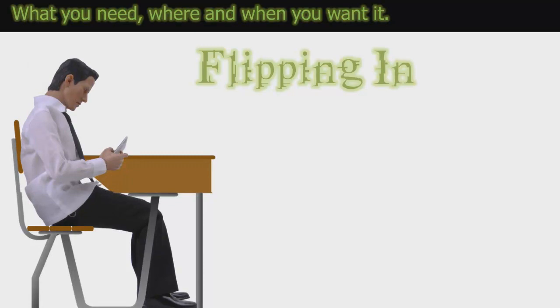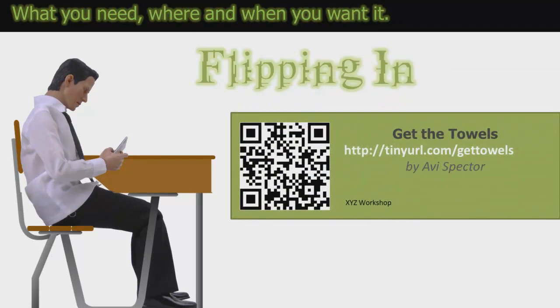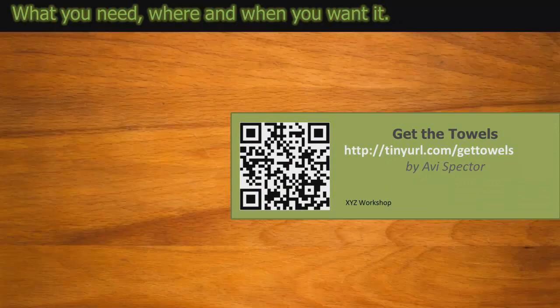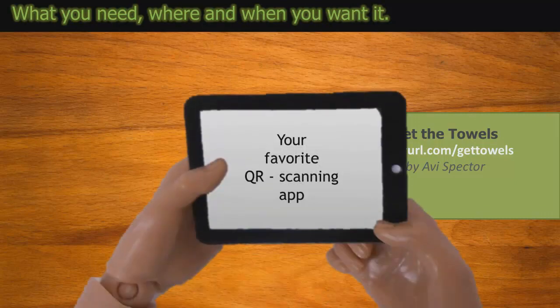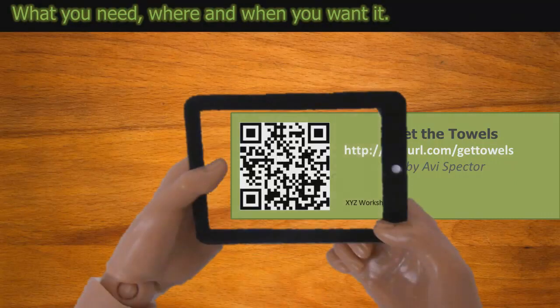My colleague Avi Spector and I found a way to do this in our workshops. We prepare little cards with QR codes on them. Imagine that the participants are working on a big project in small teams. Once we notice that some of them are having trouble with a certain concept and that we have prepared content to address that, we give them a card. They scan the code that's on the card and they get a short helpful video on their smartphone or tablet right then and now.